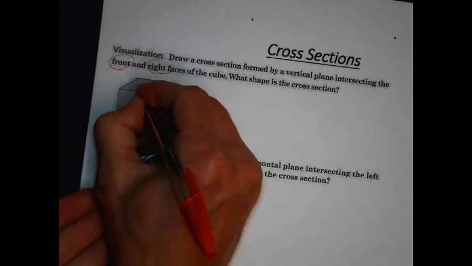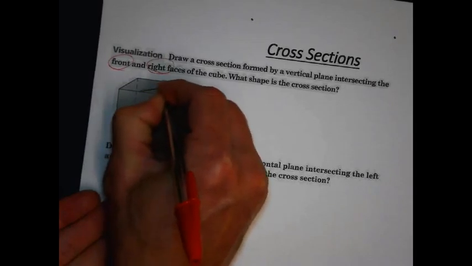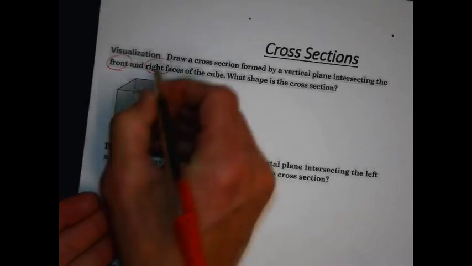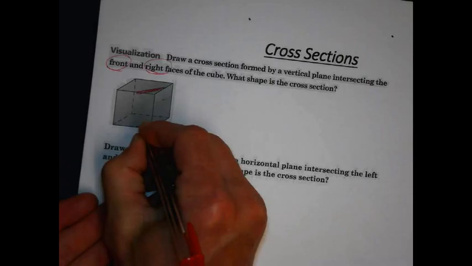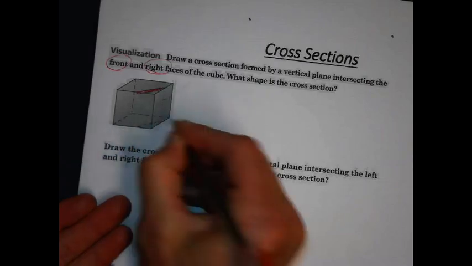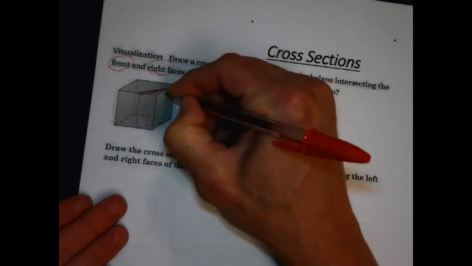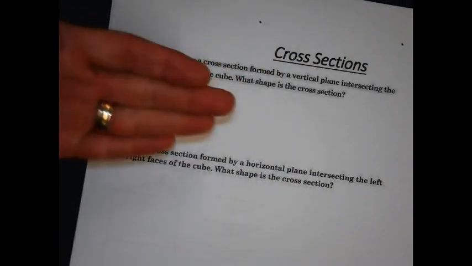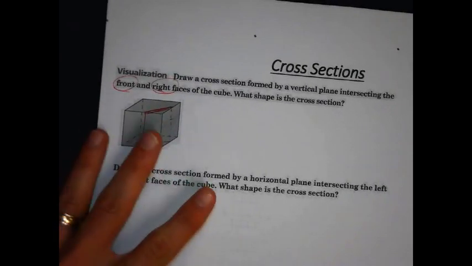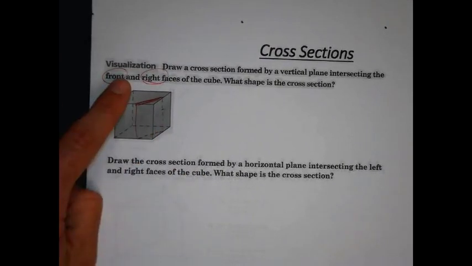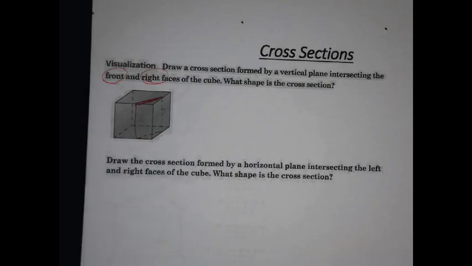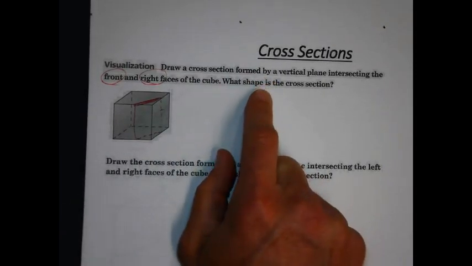So can you imagine a cut? Can you visualize a cut that goes here and then straight down vertically? It would also cut through that as well. And so we would have a slice here and then a slice going through here. So that's exactly what's happening with a vertical cut that intersects both the front and the right face of the cube. Now, what shape would the cross section be?